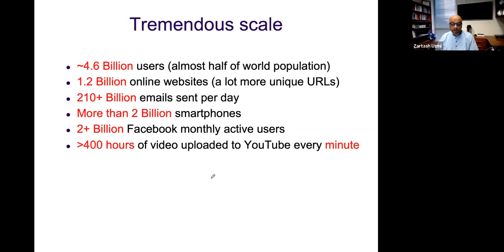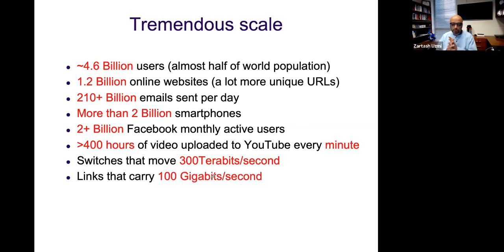Wow, 400 hours of video uploaded to YouTube every minute. This statistic is a couple of years old. Now it's probably double that, especially in the pandemic days. It's probably maybe double or triple of this bandwidth. So we have switches that move 300 terabits per second. We have these kinds of switches which move data at a very tremendous speed. Links that carry 100 gigabits per second, and these days 1 terabit per second is also going to be available.